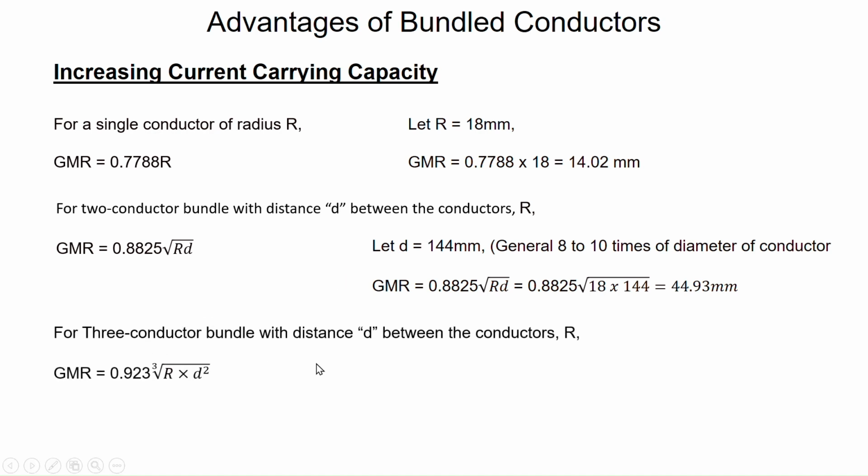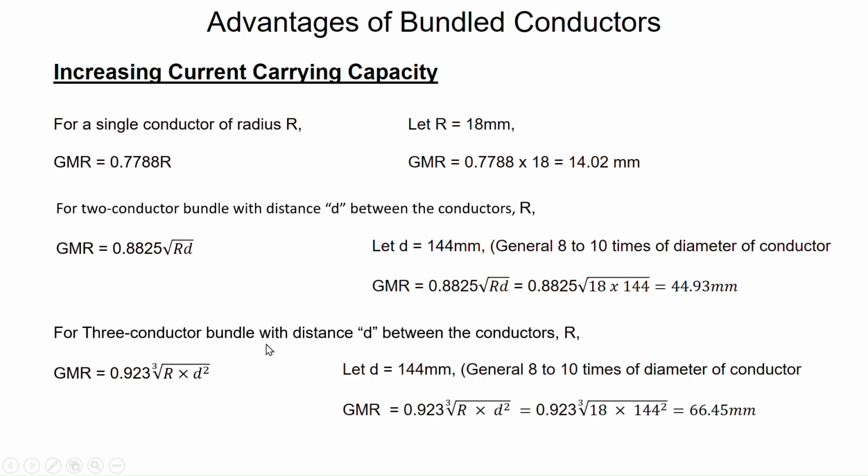For three conductors bundled with distance d between the conductors and radius r, GMR equals 0.923 cube root of r into d square. Let d be equal to 144, the same d, whatever d you have taken here, and the same radius 18 mm is taken also here. You can see the GMR becomes 66.45 mm. As the number of conductors in a bundled conductor increases, GMR gets increased. With the increasing of GMR, the inductance of a line gets reduced.